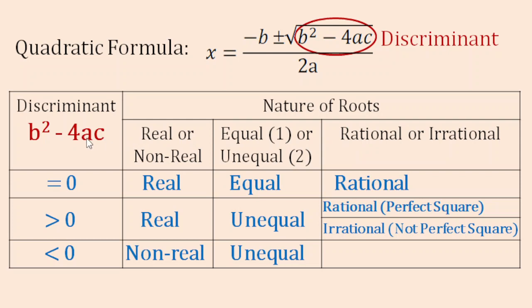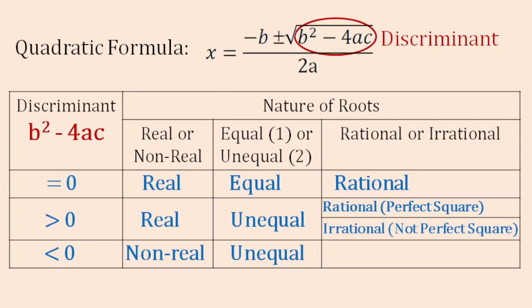If the discriminant is equal to 0, the roots are real, equal, and rational. If it is greater than 0, the roots are real, unequal, rational if it is a perfect square, and irrational if it is not a perfect square. And if it is less than 0, the roots are non-real and unequal.